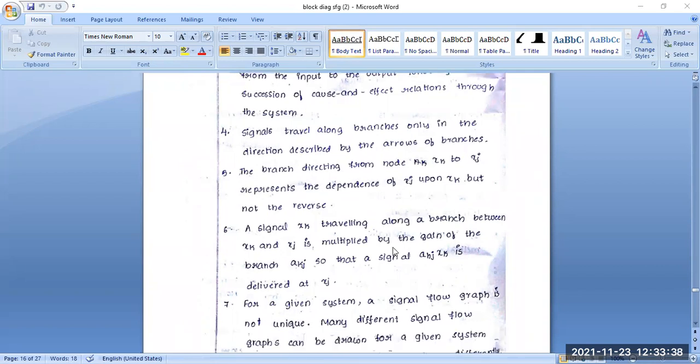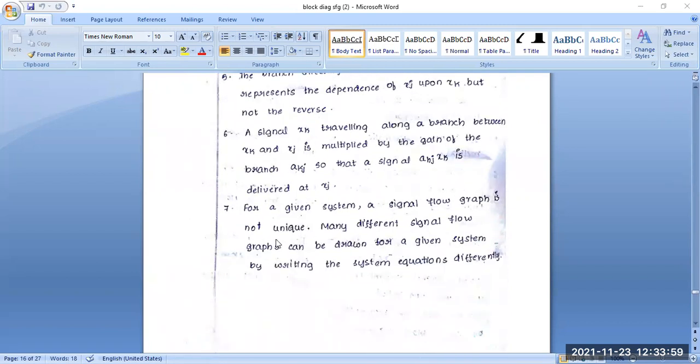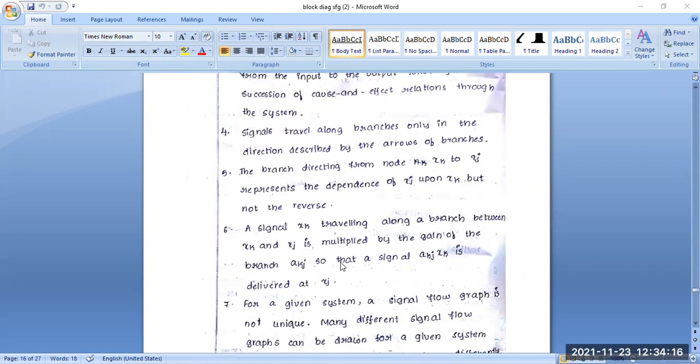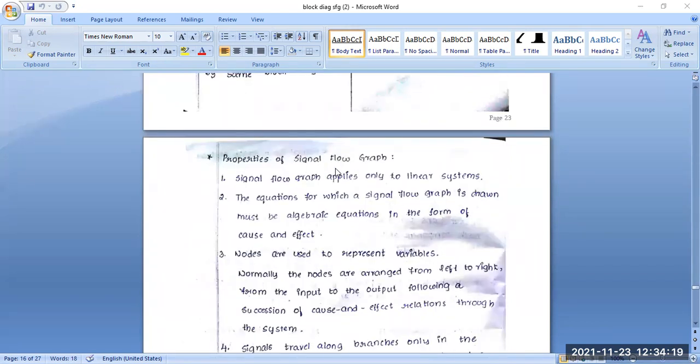Another one: the signal xk traveling along a branch between xk and xj is multiplied by the gain of the branch, that is a1 x1. This a1 means g1, g2, g3; these are the forward path gains, which are multiplied with the node. Last one: for a given system, a signal flow graph is not unique. Many different signal flow graphs can be drawn for a given system by writing the system equations differently. So these are basically the different properties of the signal flow graph method.